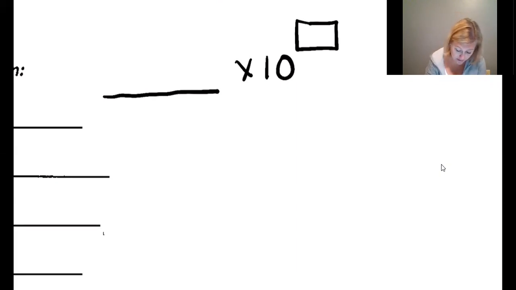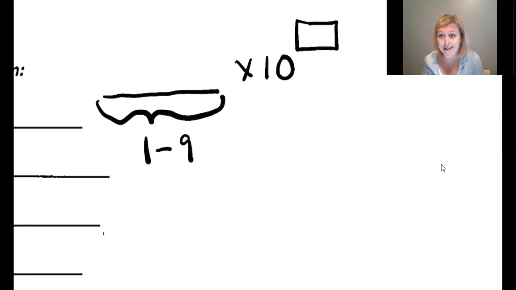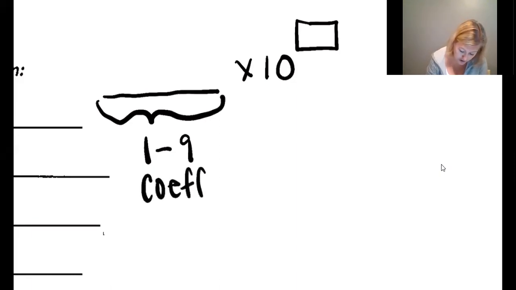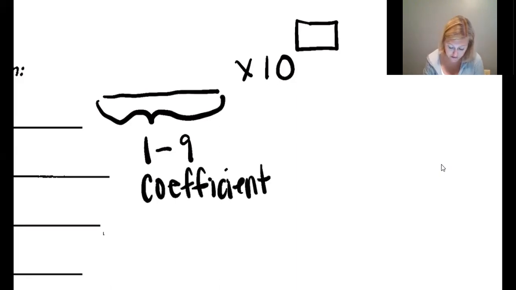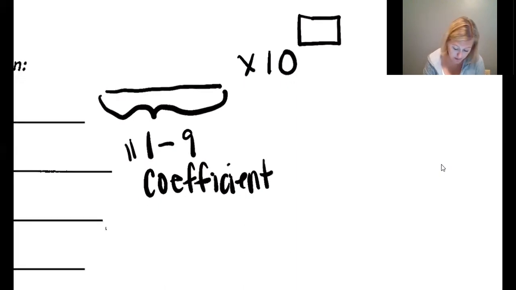So this first part out here, this number has to be between 1 and 9. It can't be 11, it can't be 20, it has to be between 1 and 9. Now, it could be 1.0, it could be 1.0000, it could be 5.2, it could be 5.00, it could be 9.9999, but it has to be between 1 and 9. As soon as you click over to 10, it's not in the correct format, okay? And this number out in front is called the coefficient. So make sure you write that down, coefficient, okay? And that needs to be a number between 1 and 9, okay?